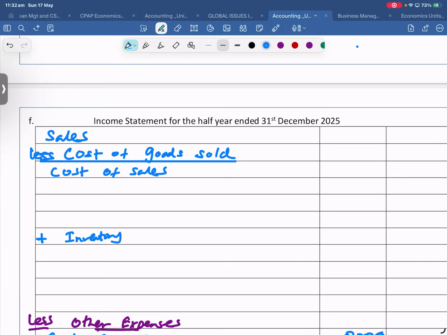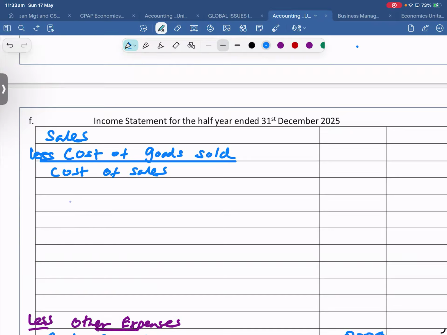Did we have other direct expenses, cartage in, freight in? No. Right? So then probably cost of sales, and then we'll start somewhere here. We'll do the gross profit.